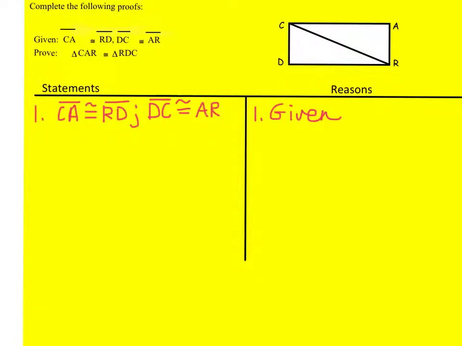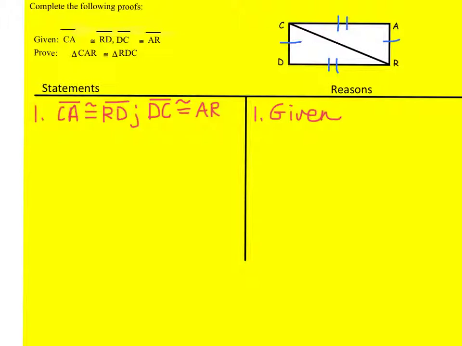We're going to start with this first proof. I can see in my given that CA is congruent to RD and DC is congruent to AR. So I've written my given in there. Step number 2 says to mark that given on my diagram. So CA is congruent to RD. DC is congruent to AR. At this point, I have taken care of marking my given.